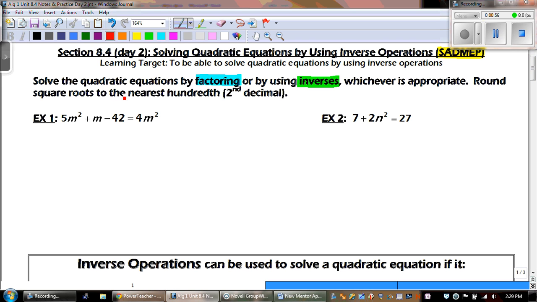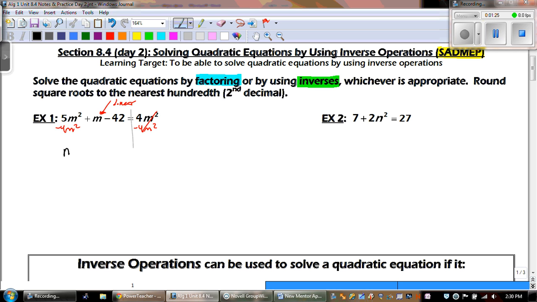So, in example number 1, there is a linear term. Since there's a linear term, we're going to factor this, okay? Let's look at our 2 quadratic terms. Which one's bigger? The 5m squared is, right? So that means I need to subtract the 4m squared to the other side.